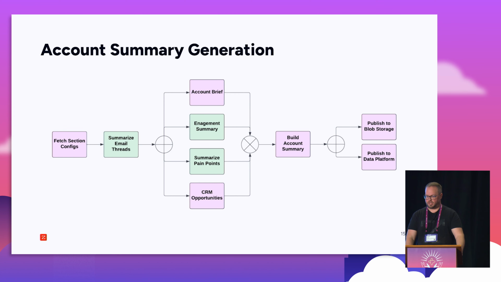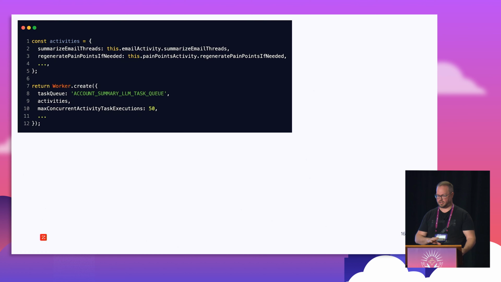The final workflow is our account summary generator. As I mentioned, this workflow is pretty simple, but we have potentially 20,000, 30,000 of these running per customer every day. And so one of the big things we want to call out here is isolating activities that are hitting the LLM and activities that are not.